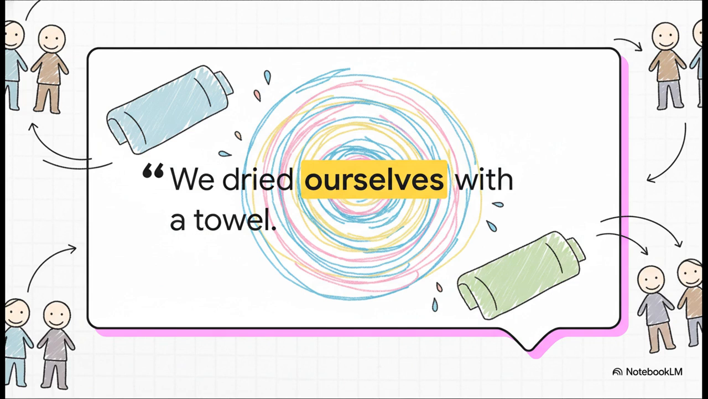And guess what? It works exactly the same for groups. Take this sentence. We dried ourselves with a towel. Who did the drying? We did. And who got dried? Ourselves, the whole group. Again, the doer and the receiver are the same, so that action reflects back on everyone in the group.